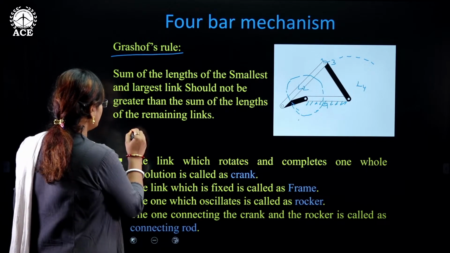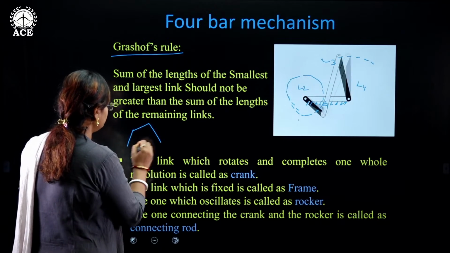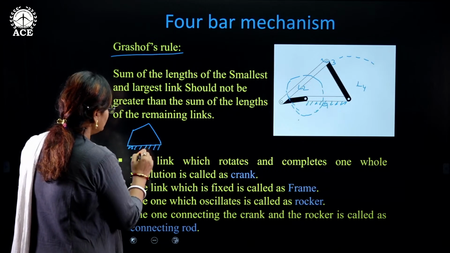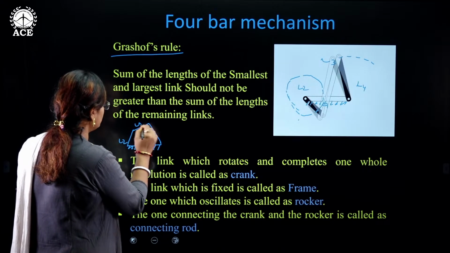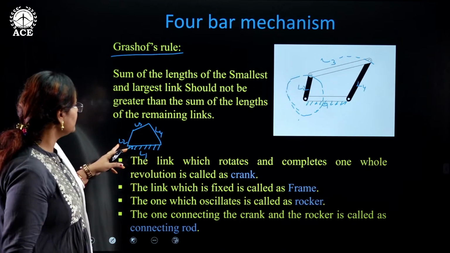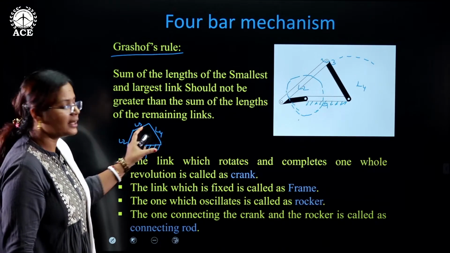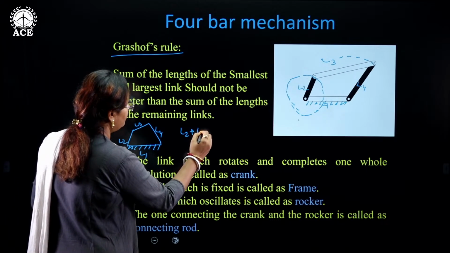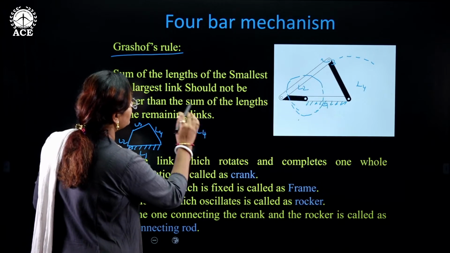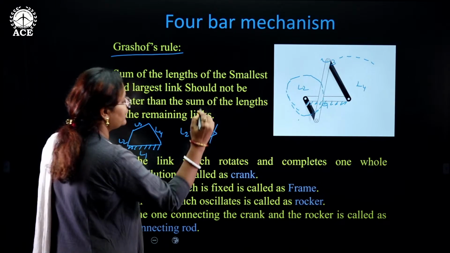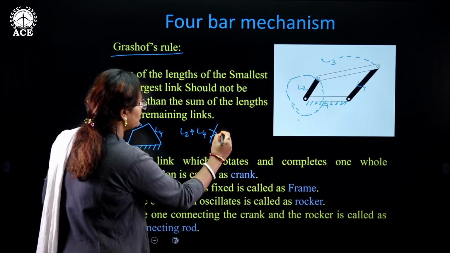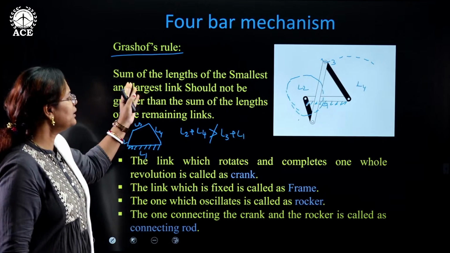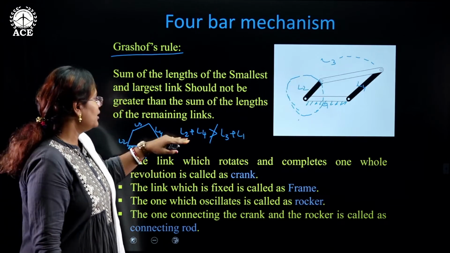So let us say, I will draw here one 4-bar mechanism. Let us say this is link 1, link 2, link 3 and link 4. It is very obvious that L2 is the smallest one, L4 is the largest one. So I mean to say that L2 plus L4 should not be greater than the sum of the lengths of the other two, L3 plus L1. Simple, the statement is converted like this.